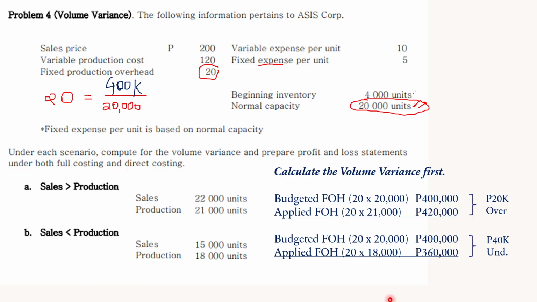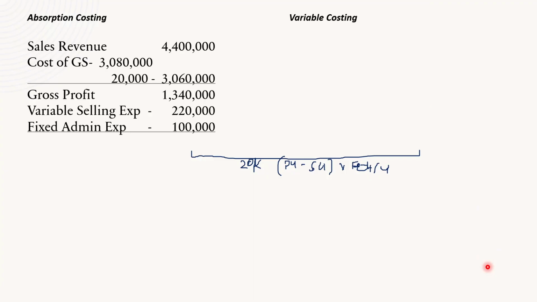Kasi sinample ko na yung scenario A, no? Kung hindi nyo alam, okay lang. But here in scenario B, please do it by yourself first, especially the absorption costing income statement. So under scenario B, the sales is only 15,000 units. Production is 18,000 units. Okay na? Based on our calculations, the volume variance is 40,000 under applied.